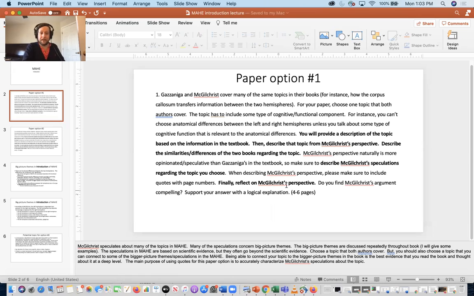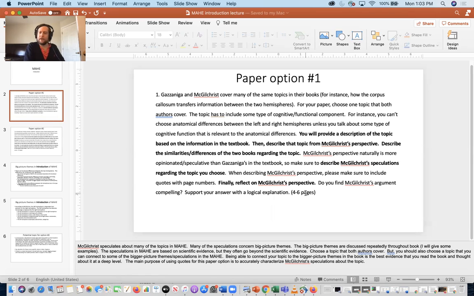Because when you're talking about McGilchrist's perspective, his speculations, those usually have to do with the bigger picture themes in the book. And you have to be able to connect your topic to McGilchrist's perspective and some of these bigger picture themes. So that's an important part of the paper, choosing a topic which you can connect to some of these bigger picture themes in the book.